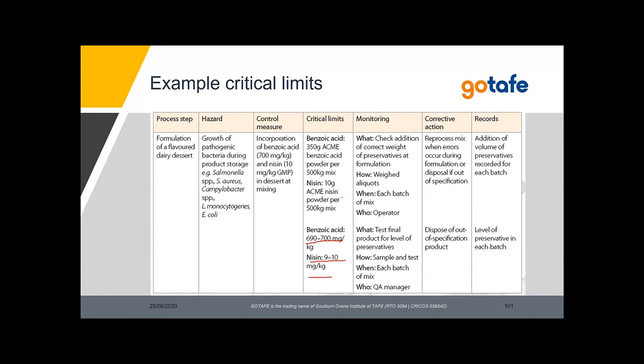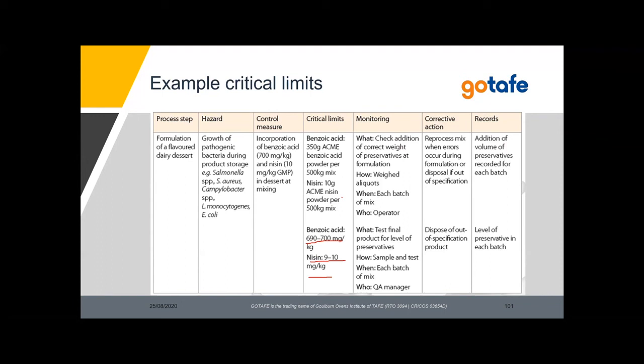And then you test the final products for the level of preservatives, and you take samples and find that. And the QA manager is going to take care of that, probably sending to a lab to check those preservatives. It depends on the sample plan you set up in place and how many samples you're going to take. If anything goes wrong, again, you have to set up the corrective actions. So reprocess the mix when an error occurs.